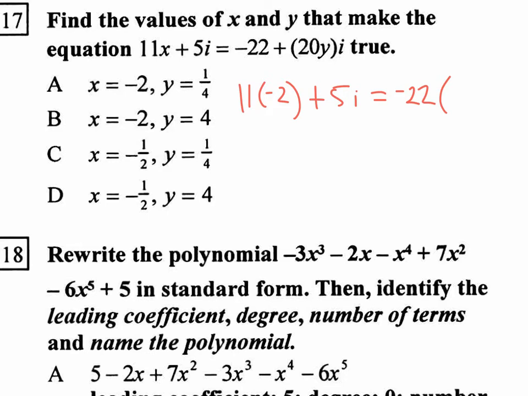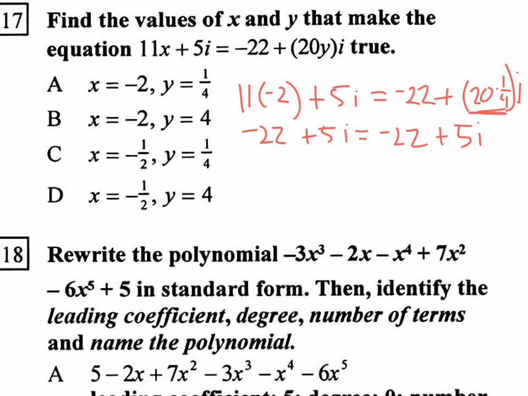I'm sorry, it's not times, it's plus 20y, and y is 1/4, so 20 times 1/4, which is going to be 5 times i at the very end. So what I really have is negative 22 plus 5i equals negative 22 plus 5i, and that's the correct option.